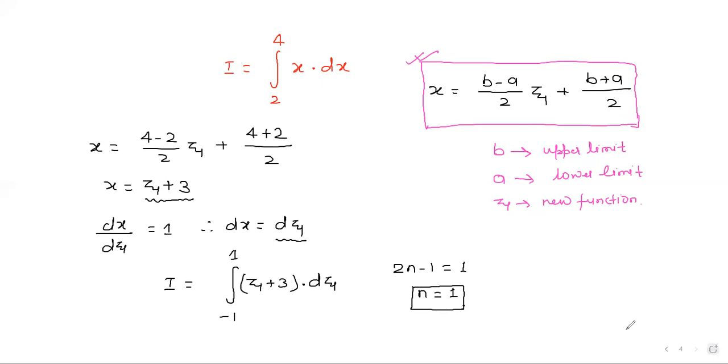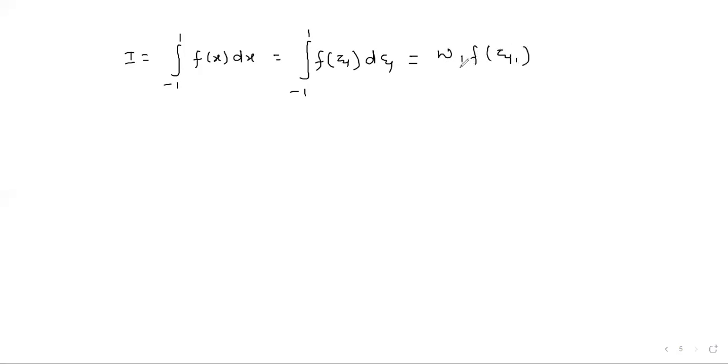So what we will do now? We can write this integration from minus 1 to 1 f of x into dx. I have converted this into this format now, minus 1 to 1 f of theta d theta, right? So how will we write? We will write w1 f of theta, that's it, because n is equal to 1 means we will have w1 and x1. Let me write the formula first to make it more clear to you. Formula is summation i is equal to 1 to n, right?